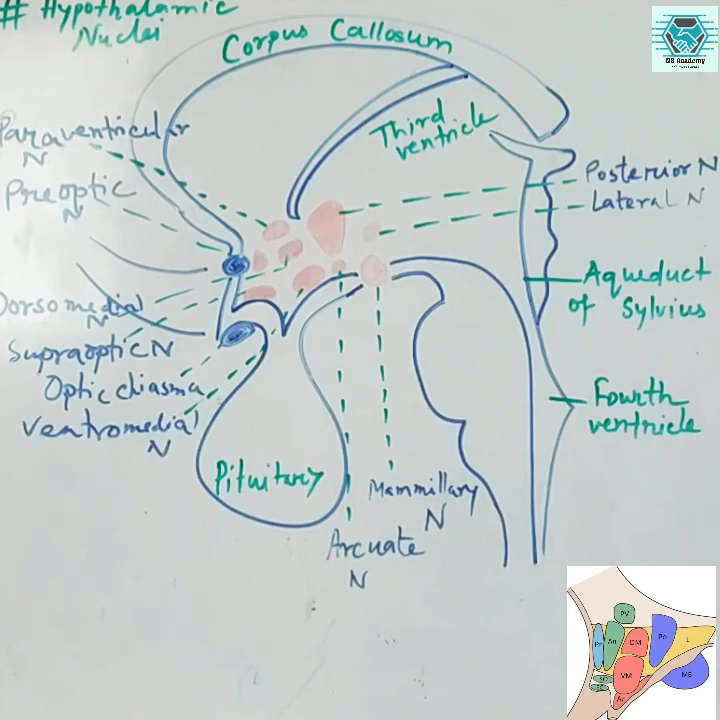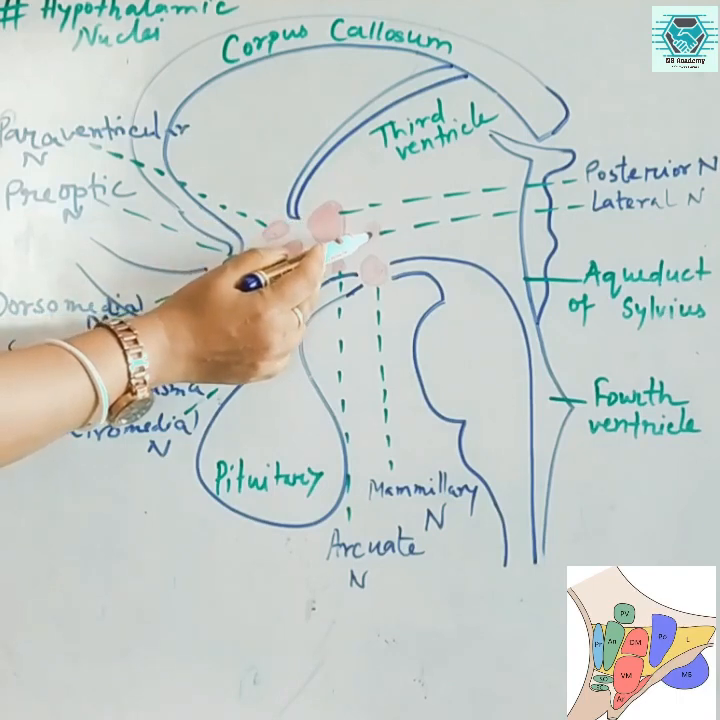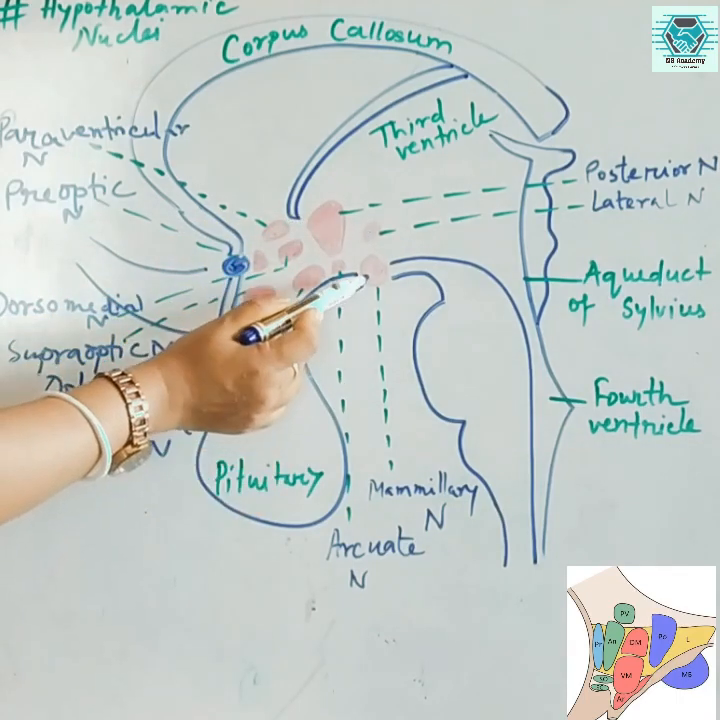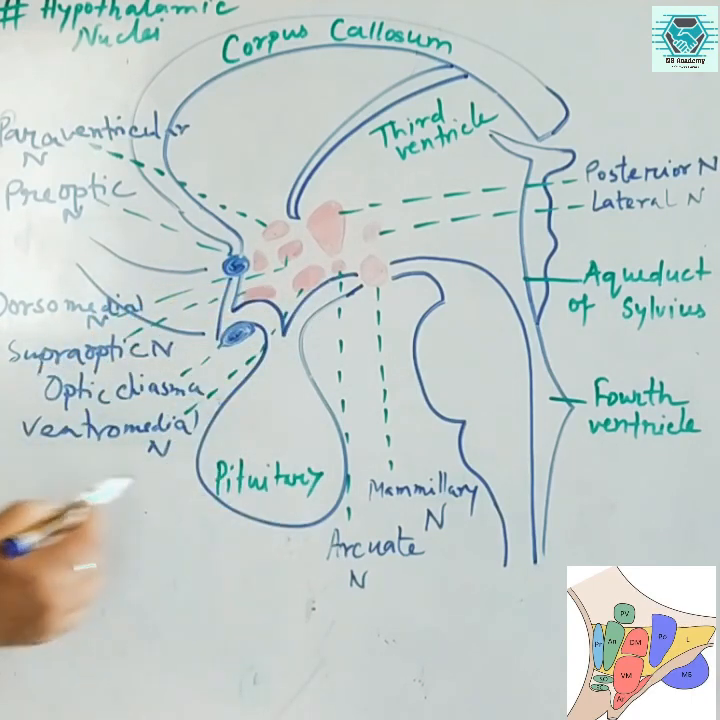On that side, this one is posterior nuclei, lateral nuclei, and mammillary nuclei, arcuate nuclei. So these are the different nuclei which are present in the hypothalamus. In the preoptic group, there is medial preoptic nuclei and lateral preoptic nuclei. In the supraoptic group, there is supraoptic nuclei, suprachiasmatic nuclei, paraventricular nuclei, and anterior nuclei.